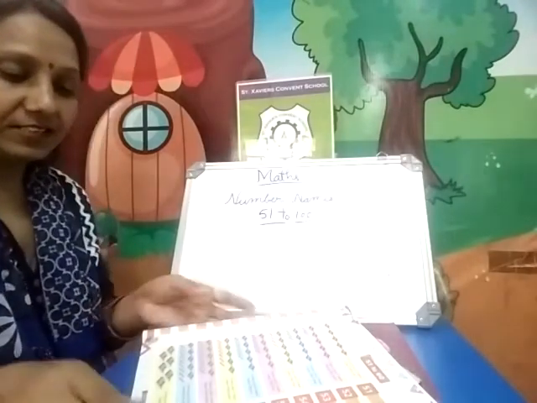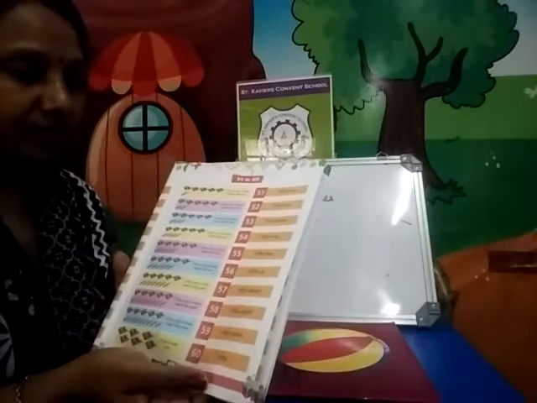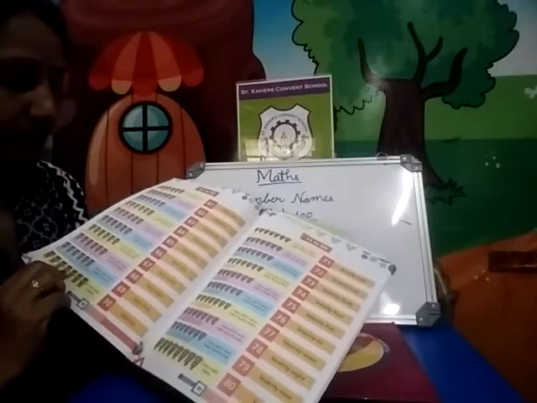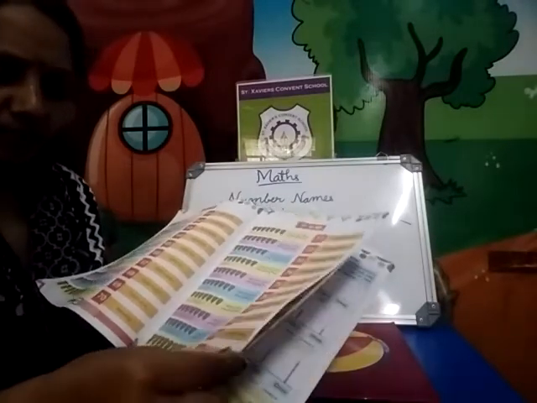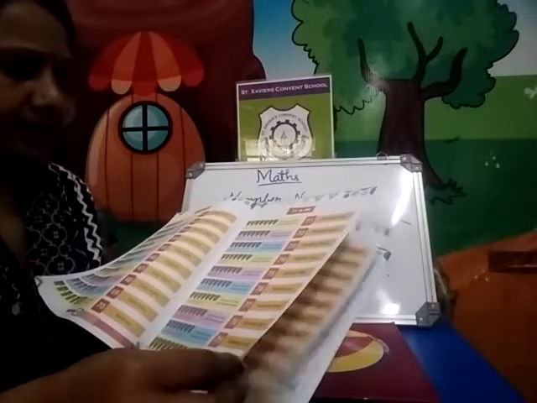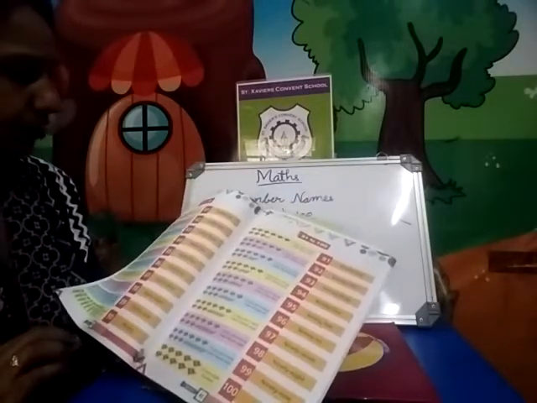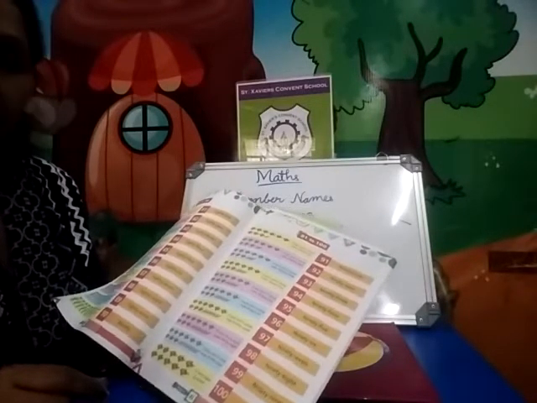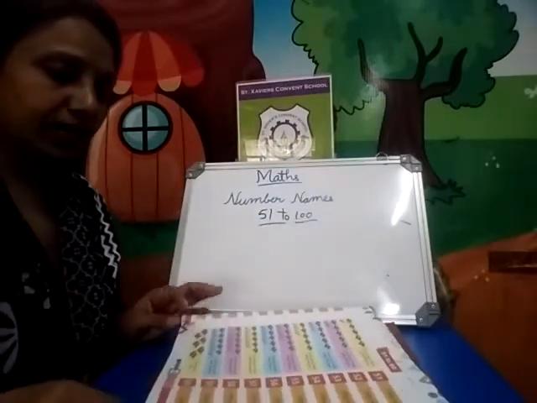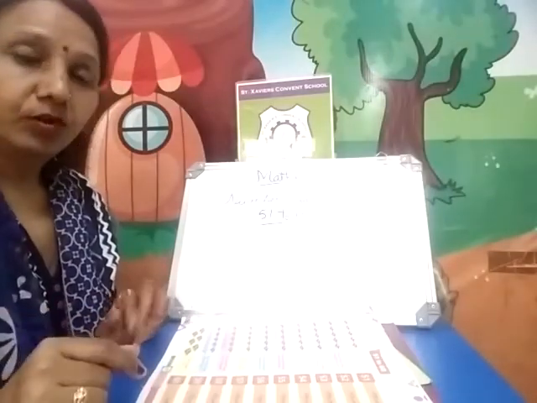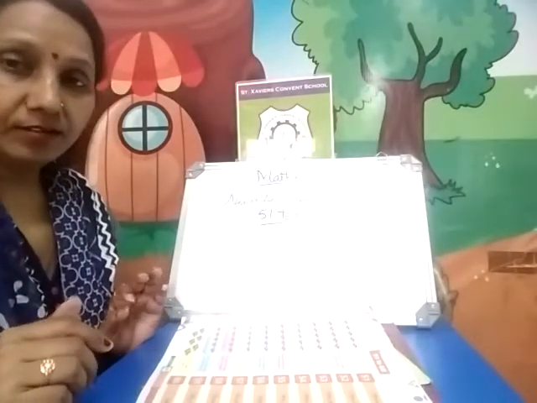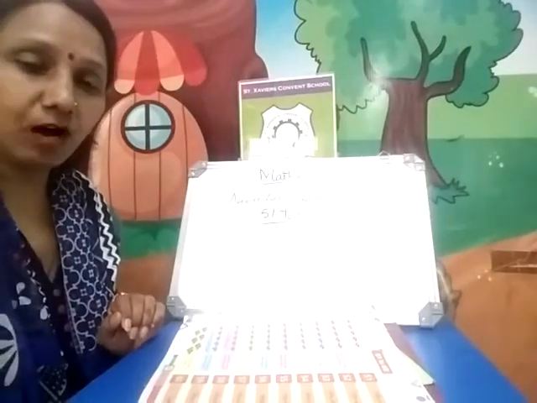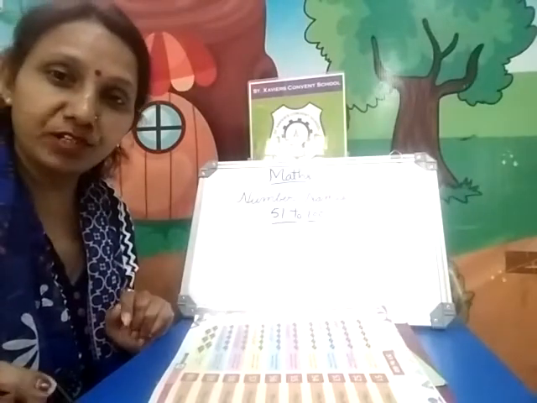There you can see that number names is there, 51 to 60. Then at the next page, 61 to 70. The next page 39, 71 to 80. The next page 40, 81 to 90, the next page 41, 91 to 100. On these pages you can just go through, read and do learning practice there. Here I will tell you the tricks how to learn the number names from 51 to 100.